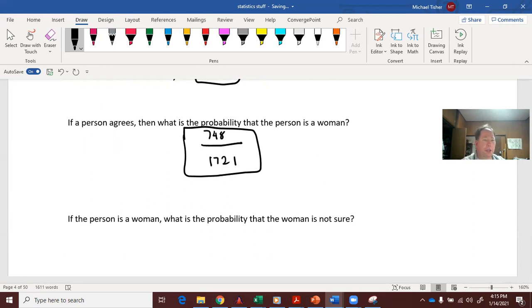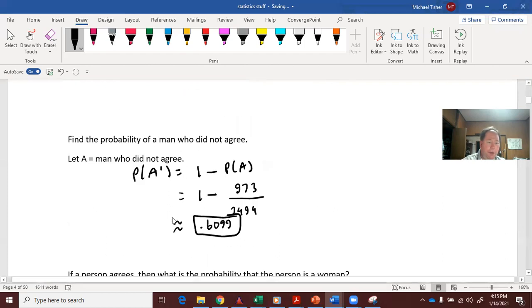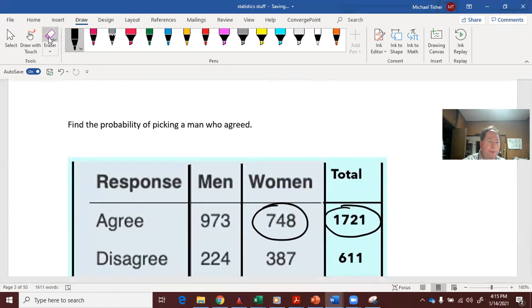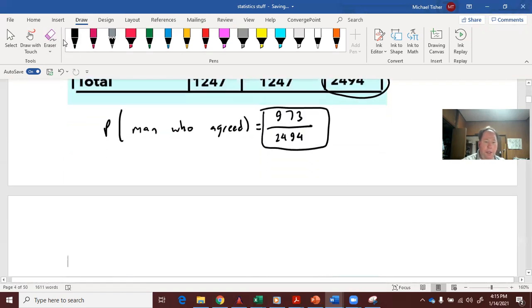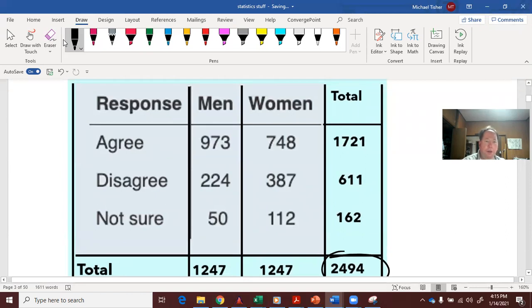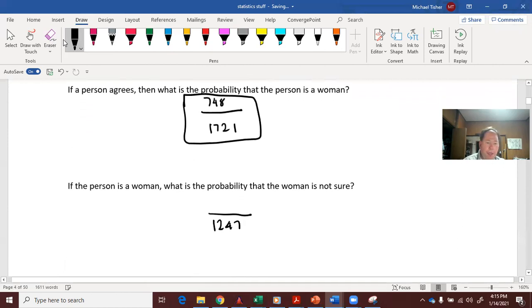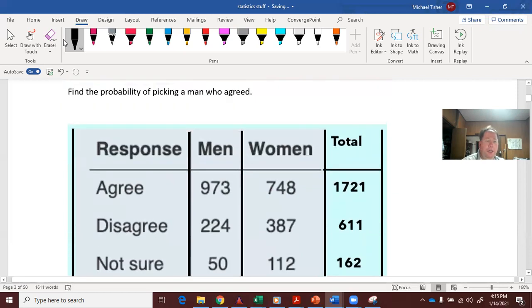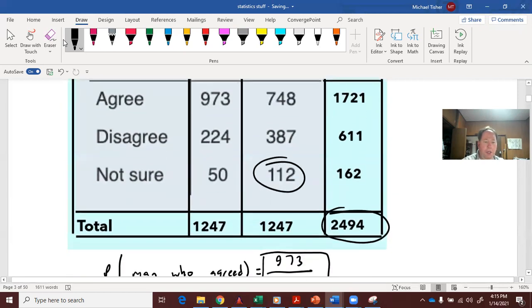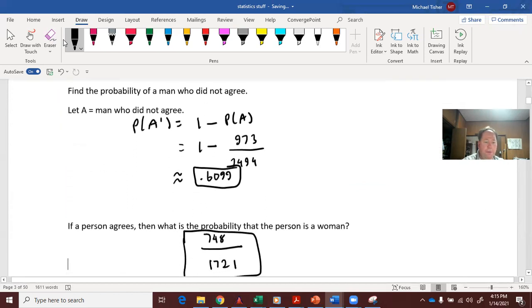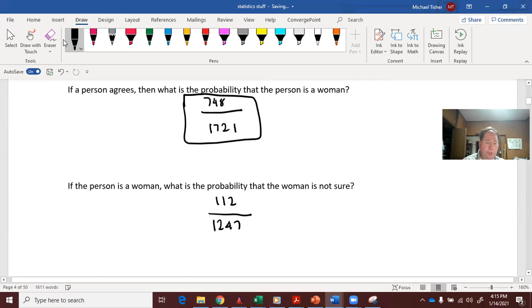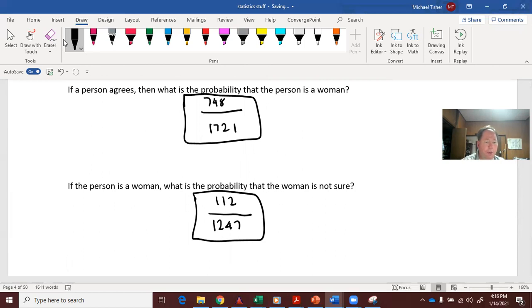All right, so this time we're limiting our total to just the women. Let's see how many women there are according to the table. Looking at the table, there's 1,247 total women. So it boils down to, out of those 1,247 women, how many of those were not sure? We get 112. So 112 were not sure. So the probability is 112 over 1,247.